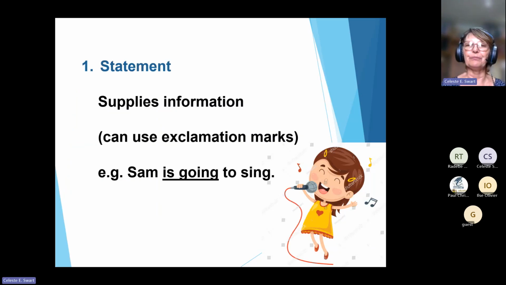Our statements. Before I carry on with the statements, I want to quickly remind you that at the end of this lesson, there's a quick quiz for you to do, and everything in the quiz is based on what we are doing here today. So when we think of a statement, what does it do? It supplies us with information. Oh, yes, and it can use an exclamation mark. When we get to exclamations, you'll see there's a tiny bit of a difference between the use of an exclamation mark in an exclamation sentence. So here we have something like, a statement is made: Sam is going to sing.